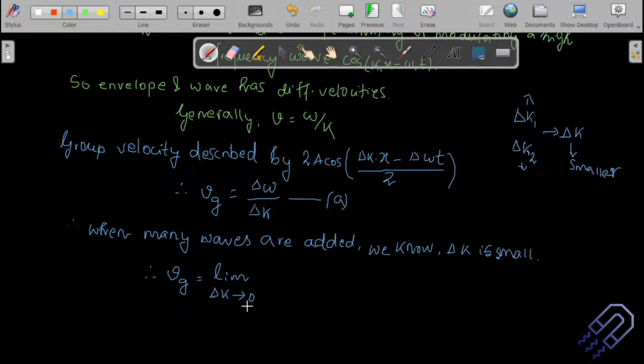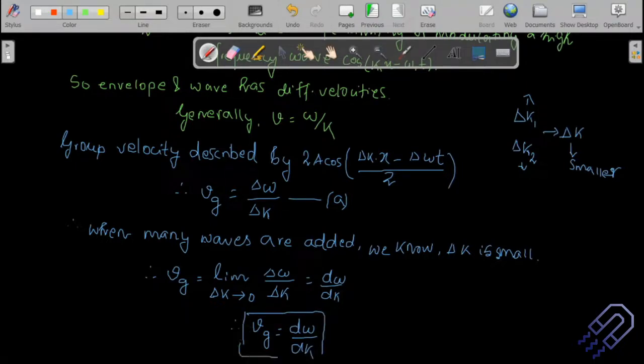I think limits and continuity you might have studied in your 11, 12 maths. Limit of delta omega divided by delta k: and what is this? This is the definition of differentiation. So that means this is d omega divided by dk. That is the group velocity. Therefore, Vg, which is the group velocity, is d omega divided by dk. That's the derivation for group velocity.